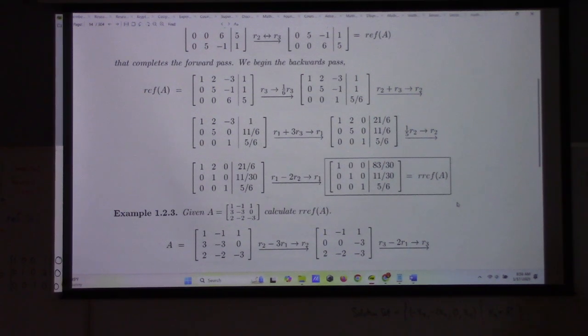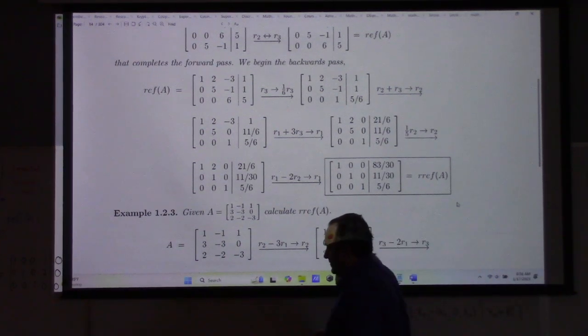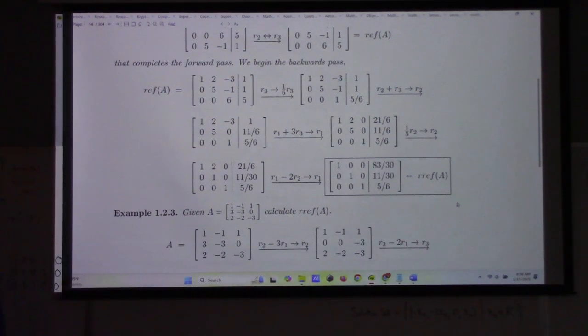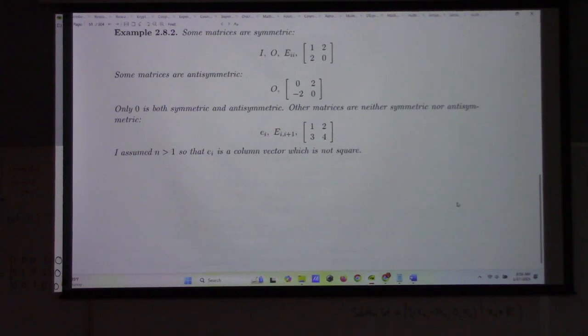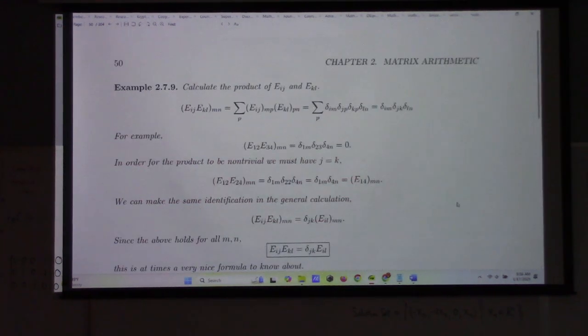Does it have to? It does not have to, all right? There are many different interpretations of a given row reduction. We'll talk more about that in future days.